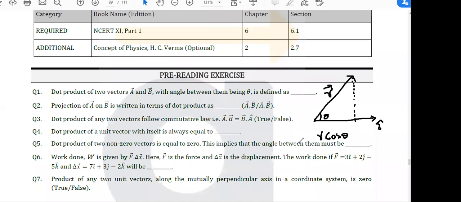Yes or no? Magnitude of R cos theta. And what is the direction? It will be I cap. Yes or no? Our projection will be just R cos theta.